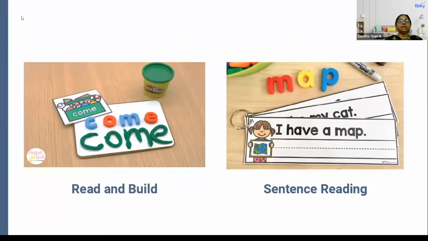Again, read and build activity, where you can use either the letter cutouts in the form of foam letters, plastic letters, wooden letters, whatever. You can use Play-Doh, you can even use finger paints, or writing on foam, shaving foam, for example, where you can trace these things. So all these read and build activities can be used.